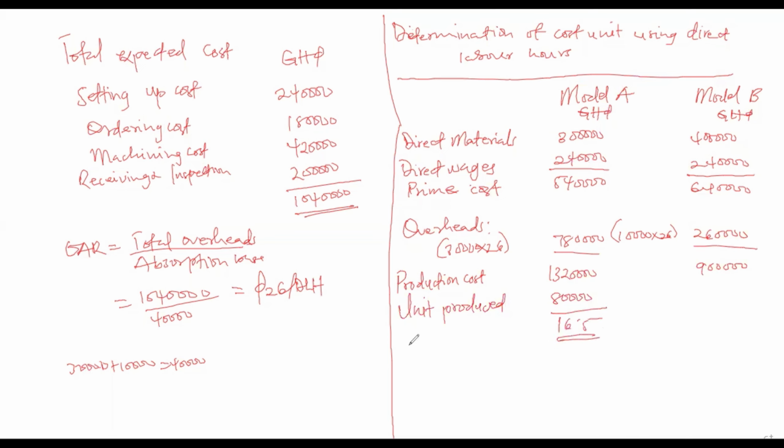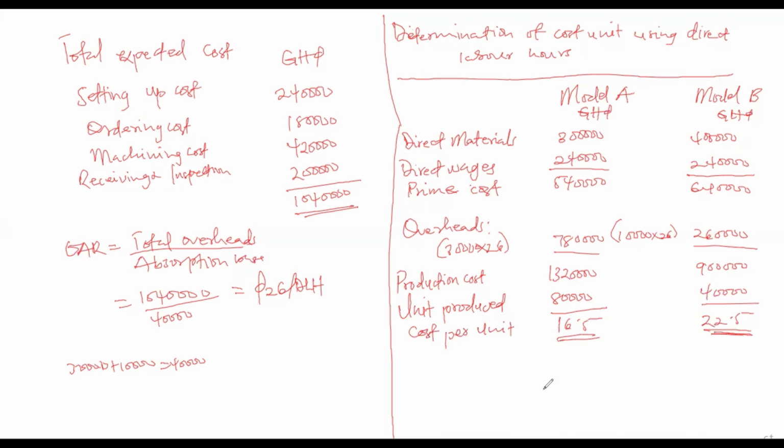That is for model A. Then when you move to model B, the units produced was 40,000. So when you divide 900,000 by 40,000, you have 22 cedis, 50 pesos. So that is the cost per unit for each model using the direct labor hours or the overheads. That is it. Very, very simple.